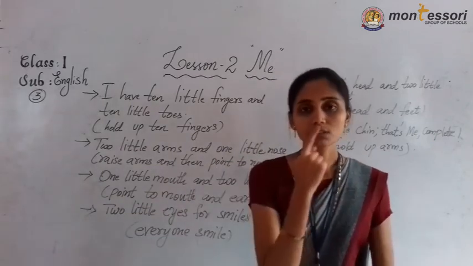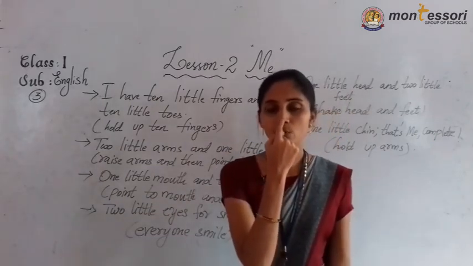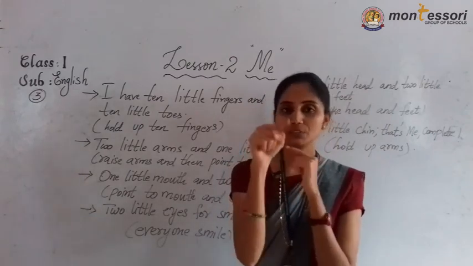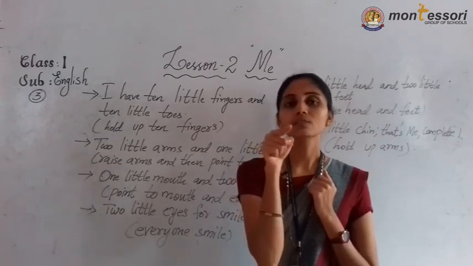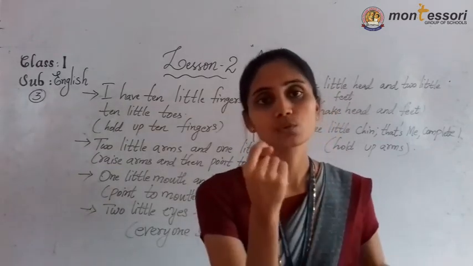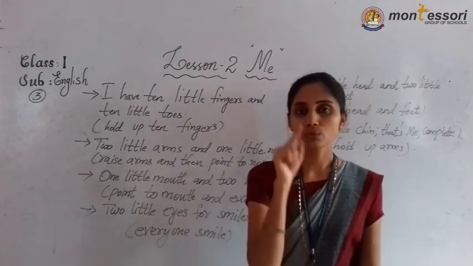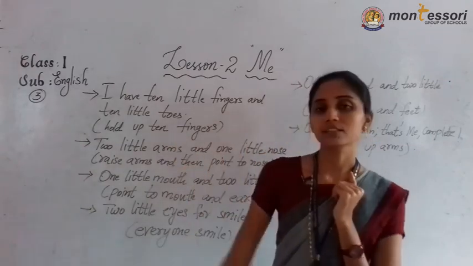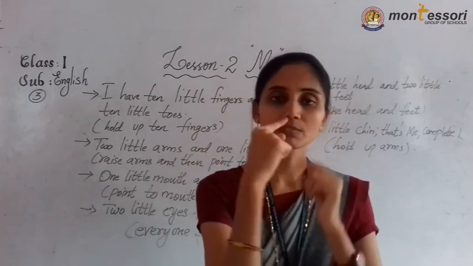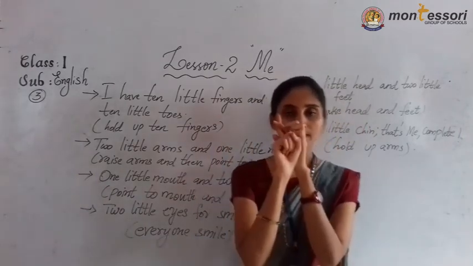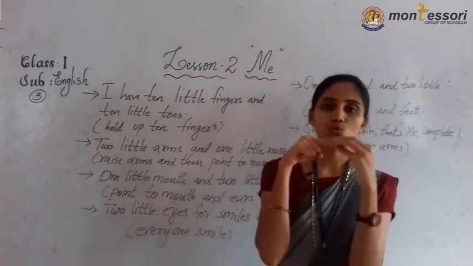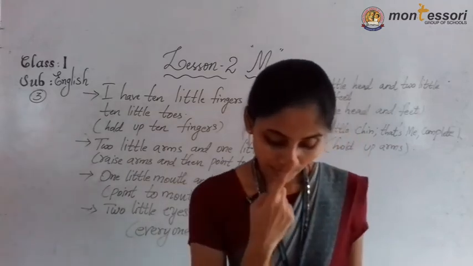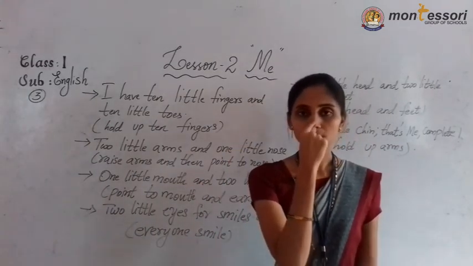Next, 1 little nose. See, this is our nose. All of you point to your nose, put the finger upon your nose. I am using this finger to show my nose. Yes or no? With the help of fingers, we are pointing. The index finger is used for pointing, for mentioning, for showing.